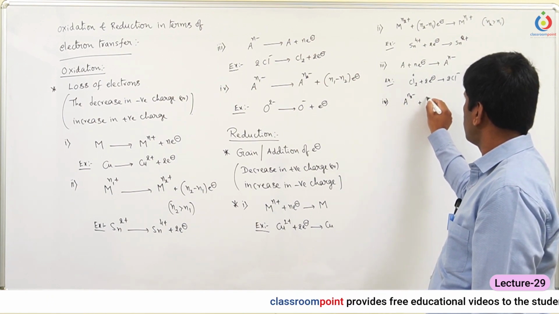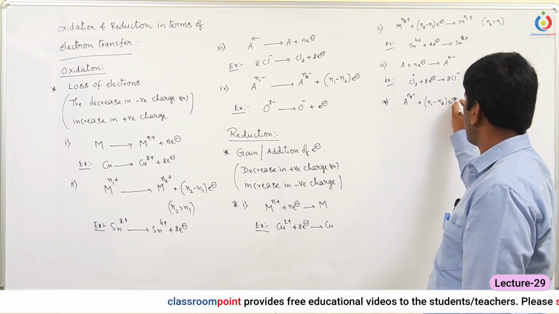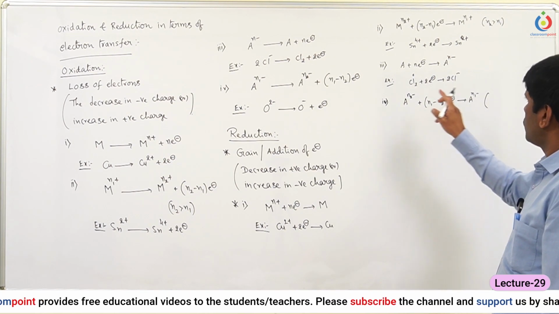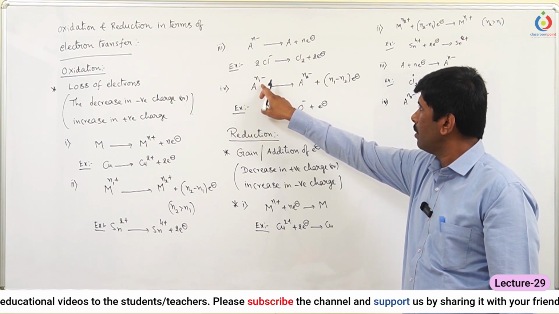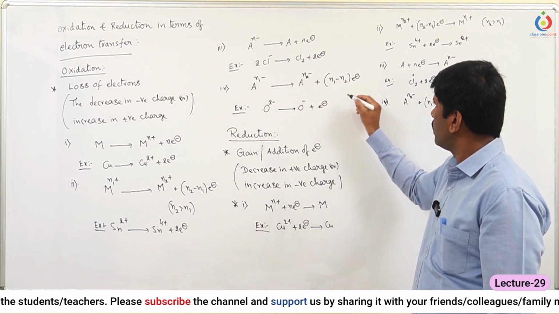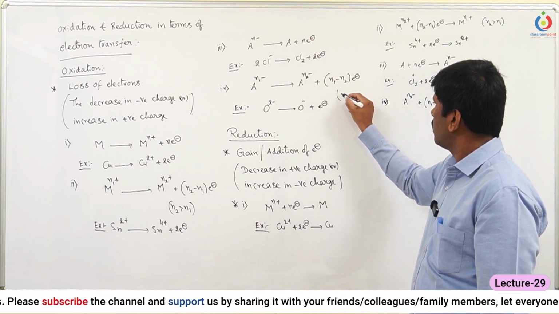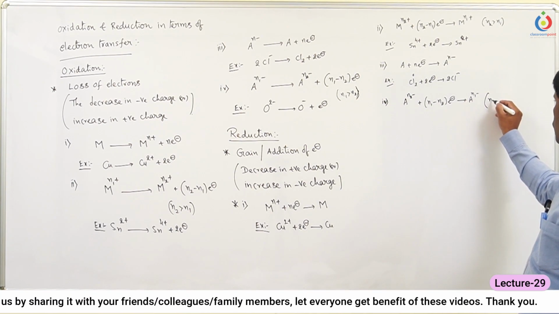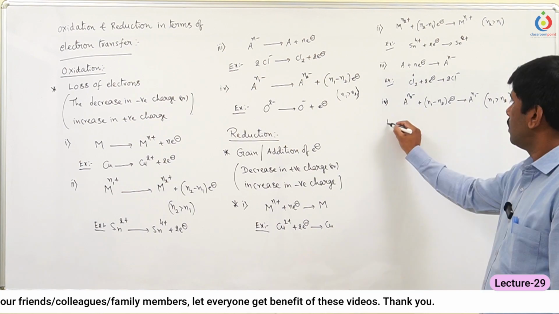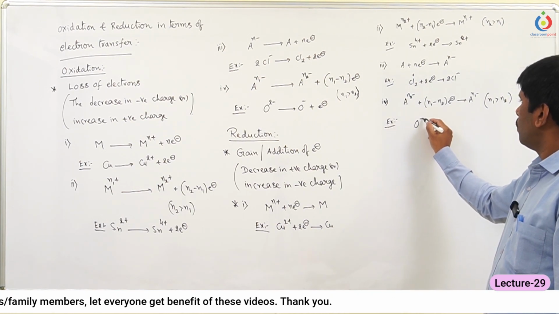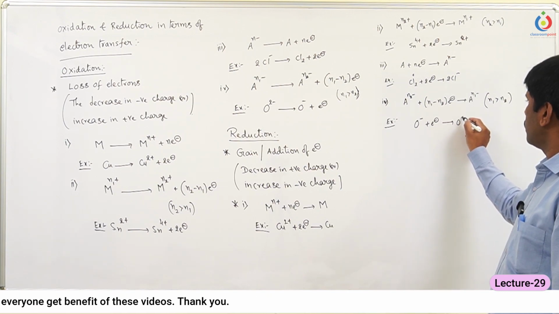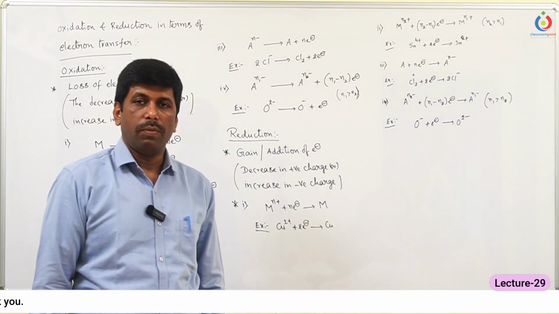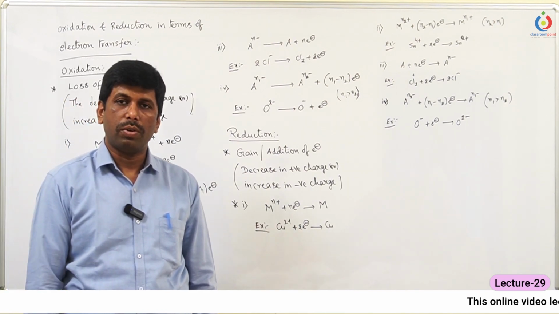N2 minus plus N1 minus N2 number of electrons gives N1 minus. Here, this value is always higher. In this case, this is the higher value. This is the higher value. This is the lower value. So here we did not mention that N1 is greater than N2. Here also N1 is greater than N2. Example, O minus plus electron gives O2 minus. So basically, loss of electrons is called oxidation and gain of electrons is known as reduction.